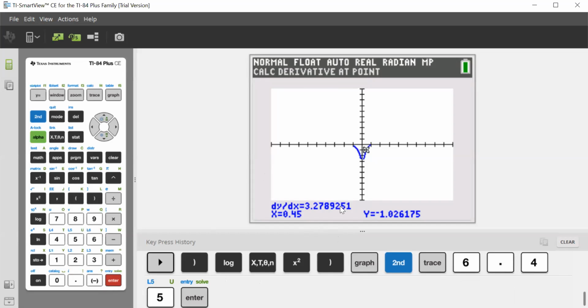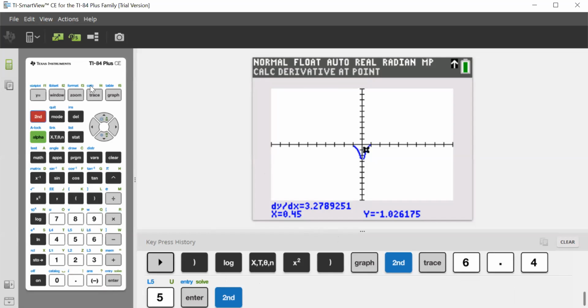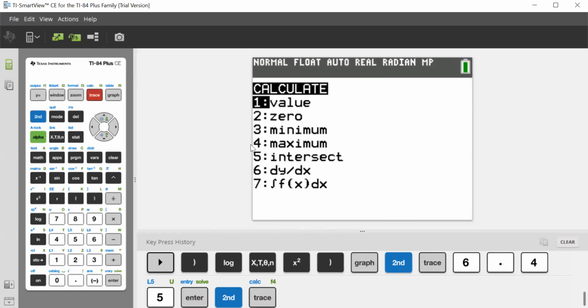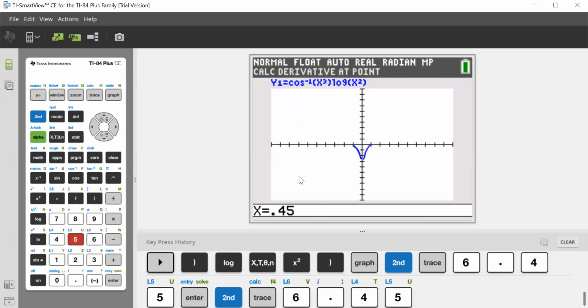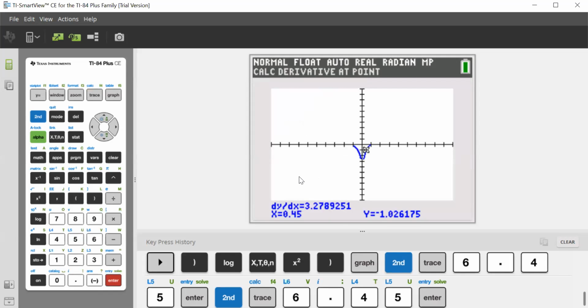That works for me. I was able to do that on my calculator. On the 86? Yeah. Okay, well then, you should be okay, probably. Just to make sure, how'd you do it with the graph? Once you've graphed it, you do second and then trace. It takes you into this calculate window, and it's option 6, dy dx. Then once you hit option 6, it just brings you to the graph. Just type in 0.45 and hit enter. Okay, got it. Thank you.